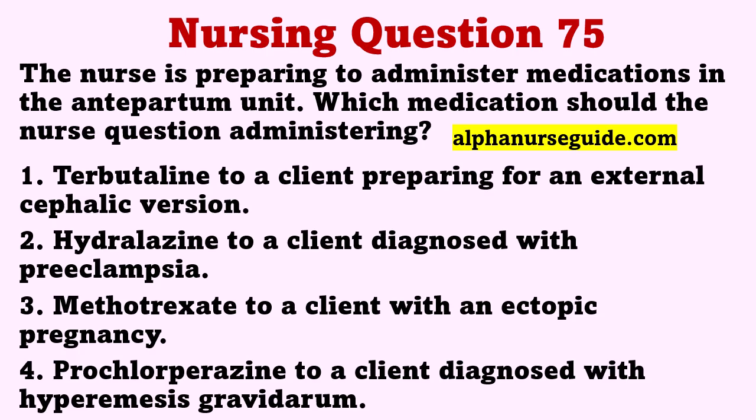Prochlorperazine is contraindicated in pregnancy. Ondansetron and promethazine are more common medications for nausea and vomiting in pregnancy. Terbutaline can be administered to the client preparing for an external version to relax the uterine muscle for manipulation of the fetus. Hydralazine is commonly used for elevated blood pressure in pregnancy. Methotrexate, a folic acid antagonist, is used for medical management of an early ectopic pregnancy with an intact fallopian tube.